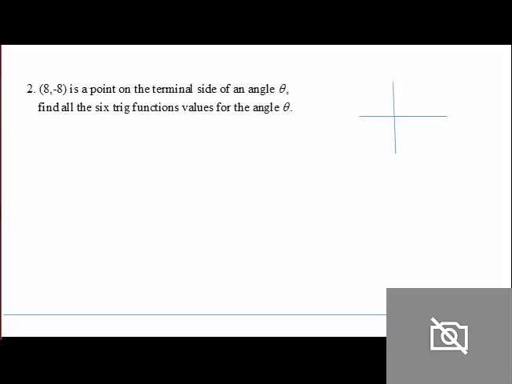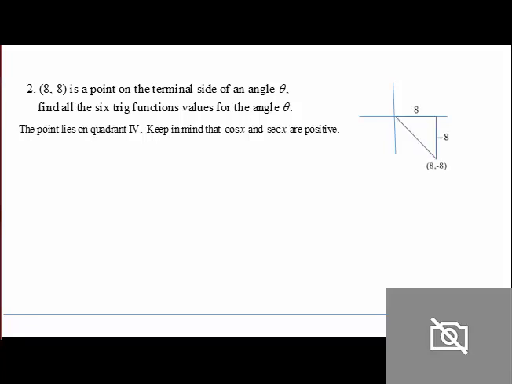We take the second example. Say that you are given a point 8, negative 8 in the Cartesian system. If you plot this one in the Cartesian plane, you get a point in the 4th quadrant. So keep in mind that we are looking for all 6 trig functions in the 4th quadrant.